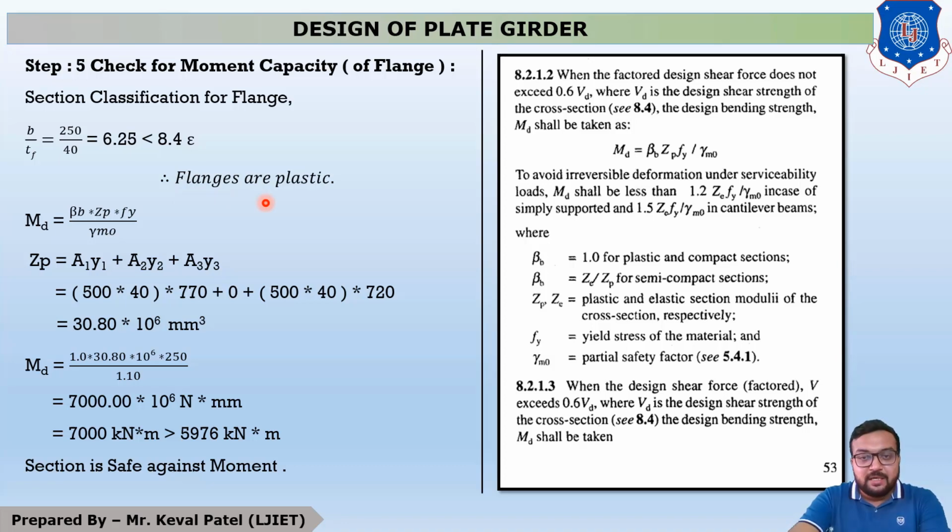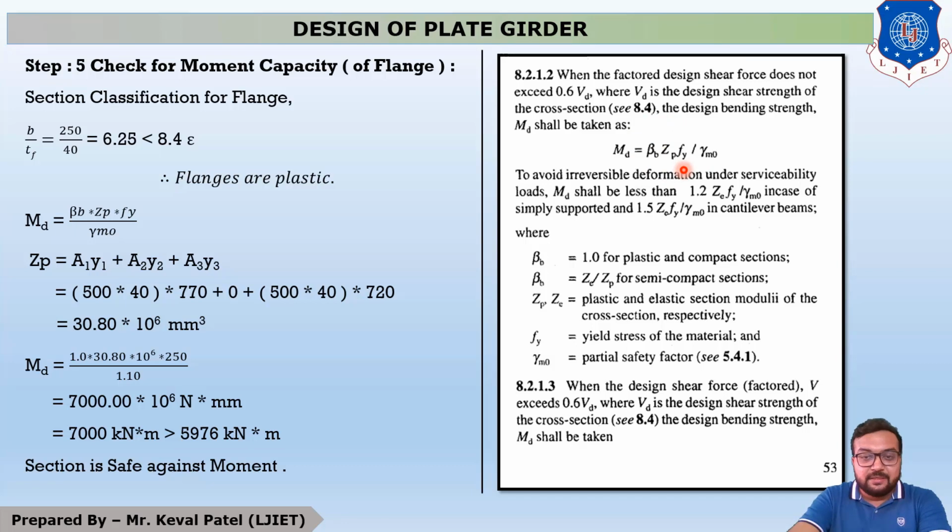Okay, so as per plastic class, let us check how much moment our selected section takes. So students, for the bending moment check, your equation will be like this. Md is equal to beta b Zp fy by gamma m0, in which beta b is equal to 1, because it is clearly mentioned that you have to take beta b equal to 1 for plastic and compact sections. Next, fy. fy means yield stress, which is generally always 250 megapascal, or also called 250 Newton per mm square. And gamma m0 is the partial safety factor, which is 1.10. Now the only term left is Zp.